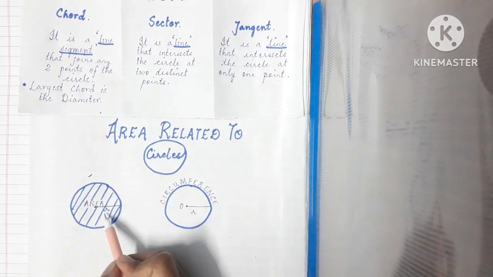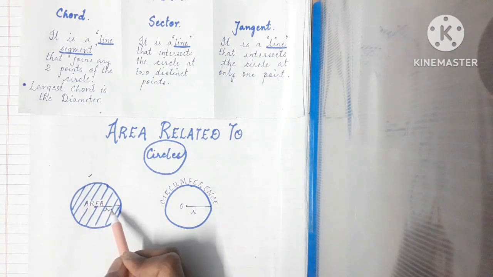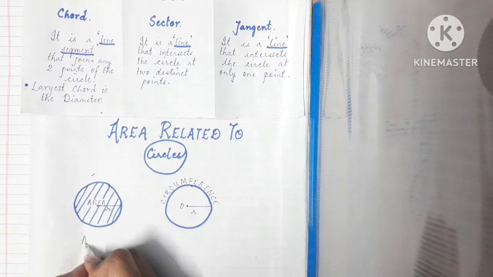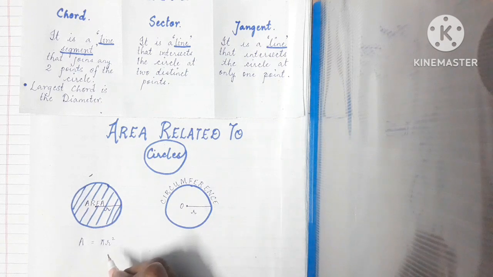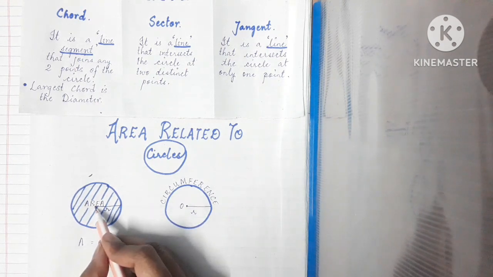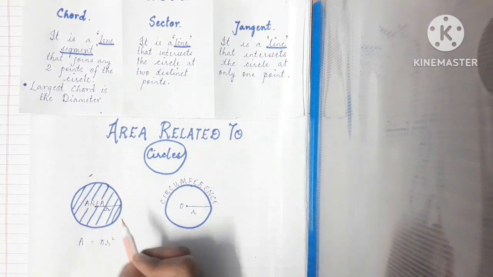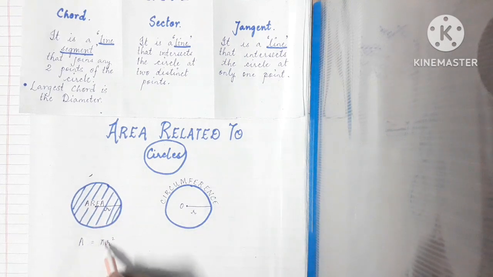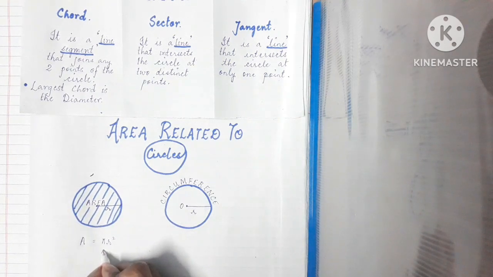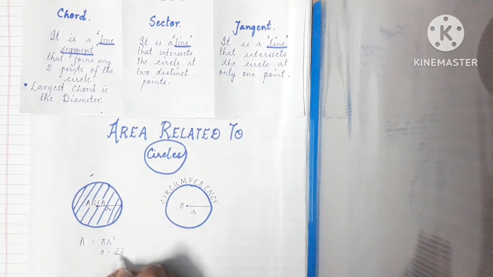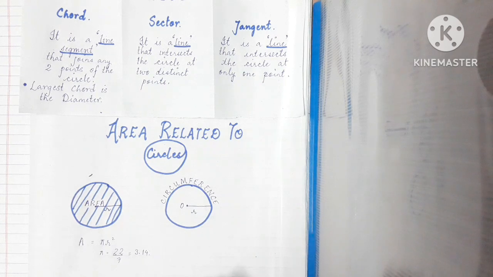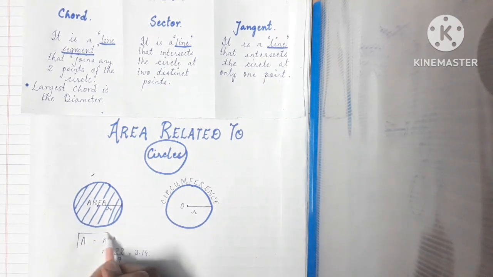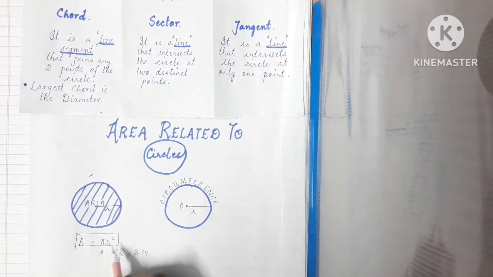So if r is the radius of this circle, then the area is given by pi into r square. What is r? r is simply the radius, that is the length of the line segment from the center of the circle to any point on the circle. So this is the radius, and what is the value of pi? Pi is equal to 22 upon 7, or it is equal to 3.14. It is simply a constant quantity. So the formula used for the area of a circle is simply pi r square.